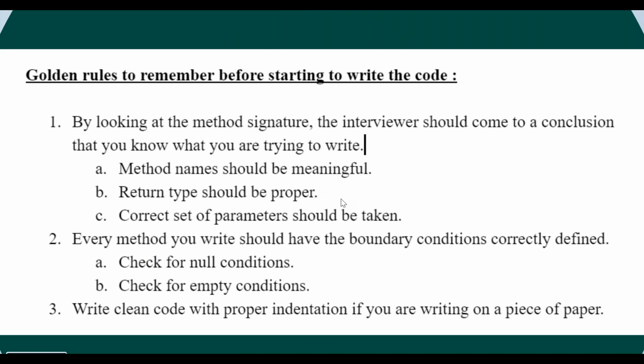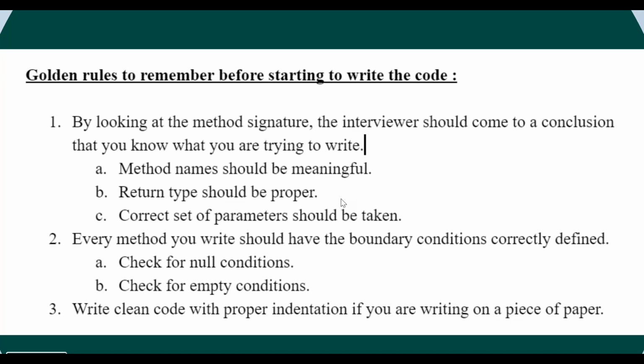So the points to be remembered while we start writing the code. Looking at point number 1, by looking at the method signature, the interviewer should come to a conclusion what you're trying to write just by seeing the method signature. What does a method signature contain? It contains a return type, the method name, and the parameter type. All these three should be proper, so that just by seeing that, the interviewer or the person who is trying to review your code should come to know what you're trying to implement inside that method. What is the logic that you're going to write?